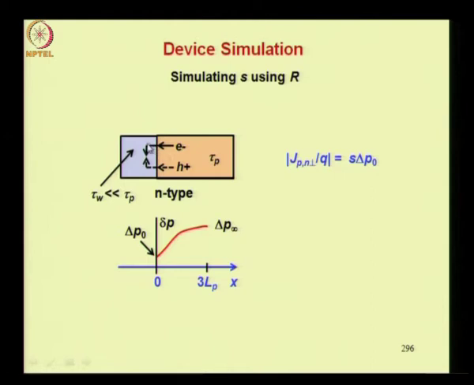So please note that similar arrows exist in the bulk of the parent n-type region also. We are not showing those arrows because we are showing only the difference in the recombination between this extension and the parent semiconductor region. Now how much should this recombination be? This is what we have to see. So this recombination should be so as to simulate the surface recombination velocity.